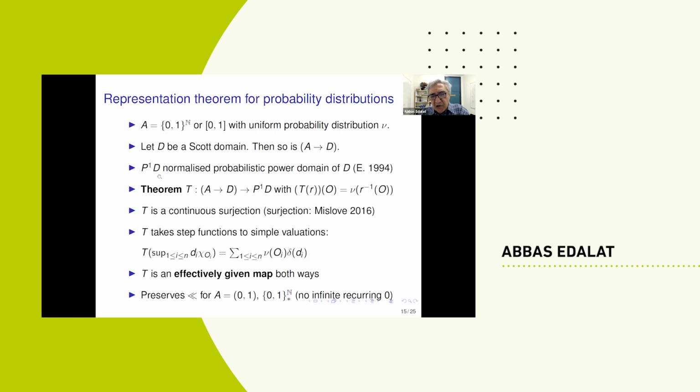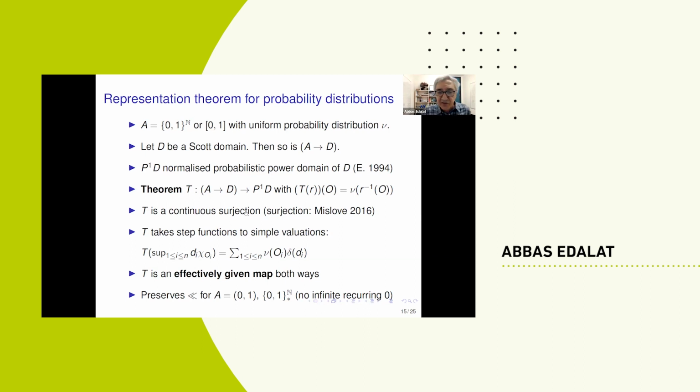Claire Jones and Plotkin worked with sub-probability distributions, so the sub-probability probabilistic power domain, if you want. In the 90s, I worked on normalized, so real probability distributions on domains. They have some similar properties to those proven by Claire Jones. And we use these in this theorem.